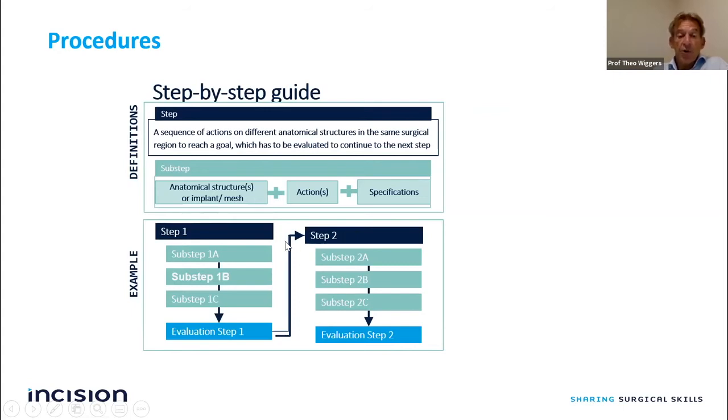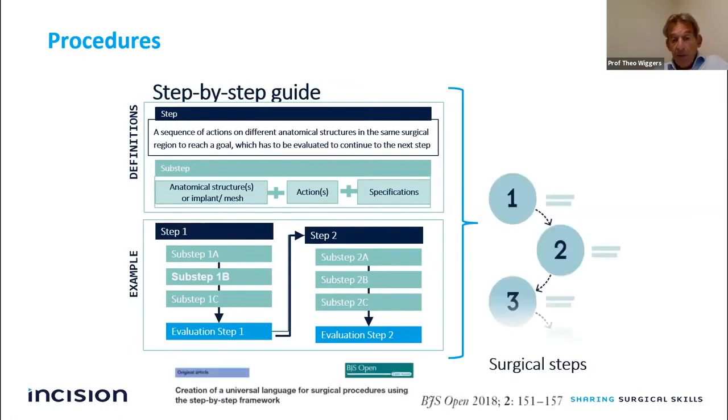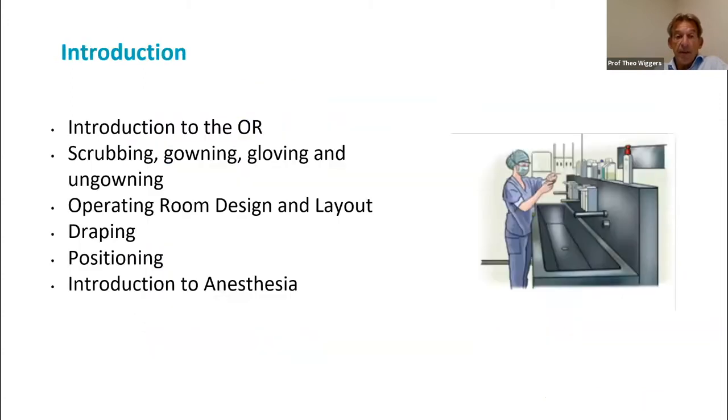And that allows also in the training a resident to perform step one, and that another resident continues with step two if you have a shortage of patients that can be used for training possibilities. And this has been published in the Open Journal of Surgery a couple of years ago. So all our procedures are based on steps and sub-steps, and the sub-steps are anatomical structures or implants. And this is why it is so extremely important to have your knowledge about the anatomical structures.